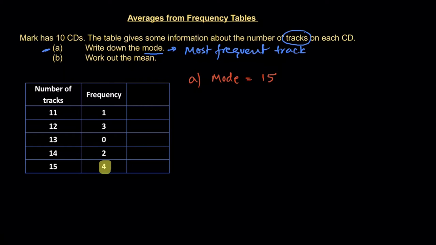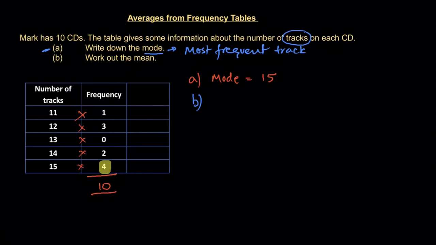Now to do part B, we need to work out the mean. To work out the mean, we need to use our calculator. Very quickly, let's add them up. And when you add them up, it gives you 10. Then you need to multiply the number of tracks with the frequency. Each row will be multiplied, and we write it here.